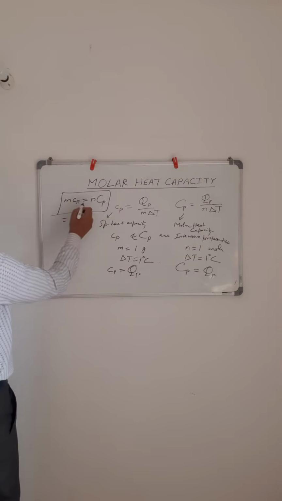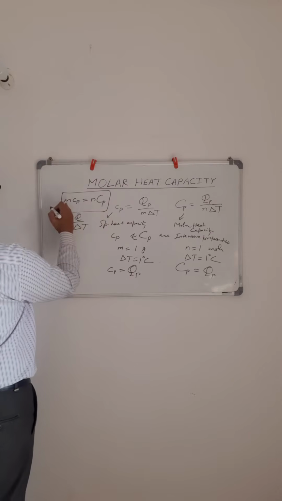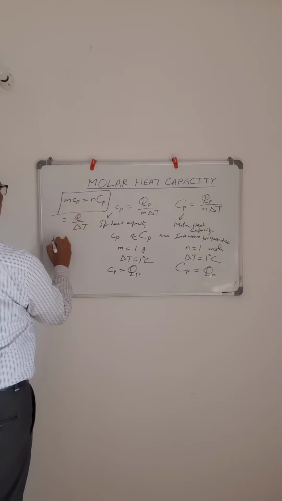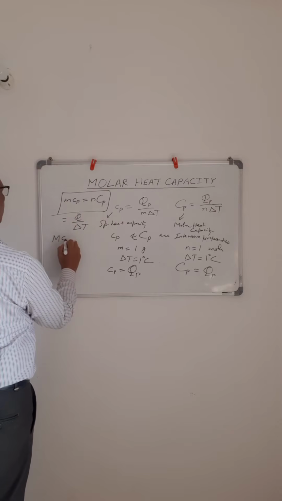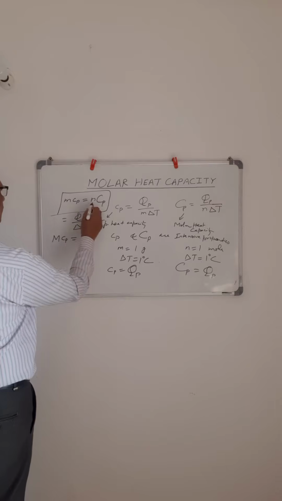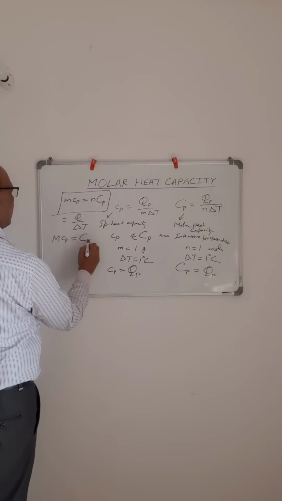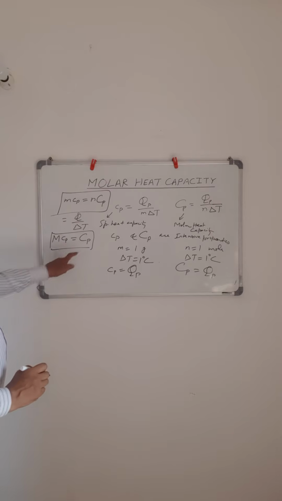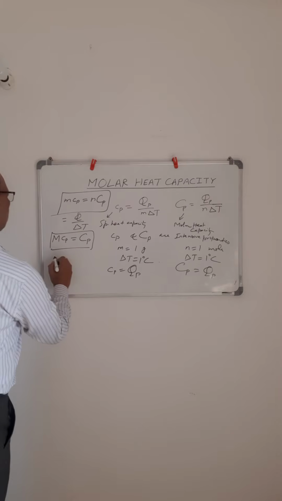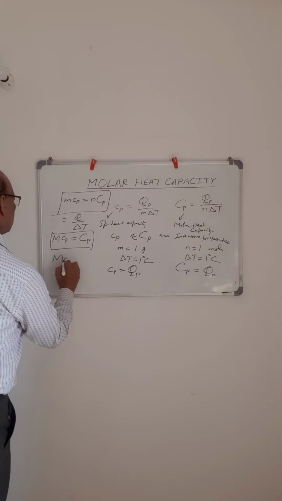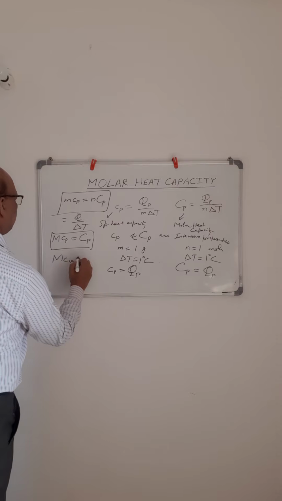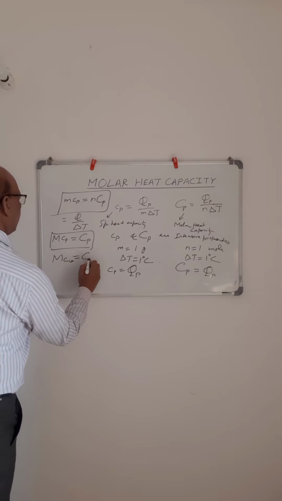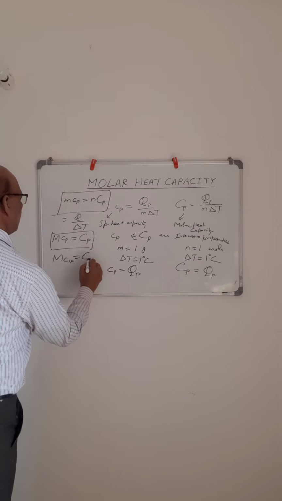Okay, so if I take 1 mole of the gas, then for 1 mole of the gas the mass is molar mass of the gas multiplied by small cp equal to number of moles is 1, so it is capital Cp. So this is the relation between molar heat capacity and specific heat of the gas. Okay, and similarly will be the case for this specific heat at constant volume, and that is the molar heat capacity at constant volume.